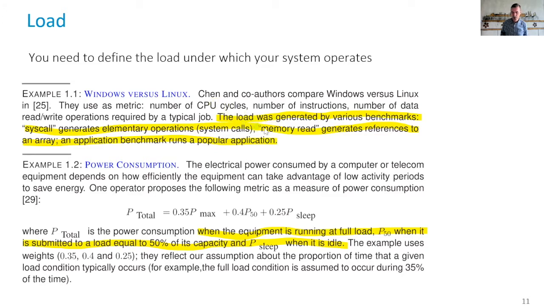Here, the load for a computer system can be a benchmark. A benchmark means a program that is meant to reproduce typical conditions. Of course, it's very subjective, but in many fields, there are popular benchmarks that can be used for doing fair comparisons. Here, the load is captured in those fractions of time, specifying the percentage of time when we use the equipment, capturing the different fractions of capacity used by this equipment, full, 50%, or zero. So this is another way of defining the load here.